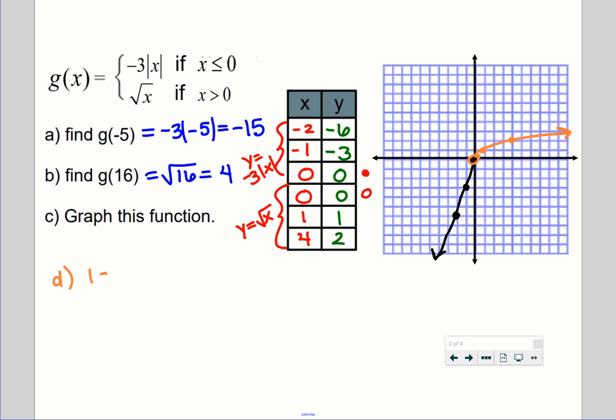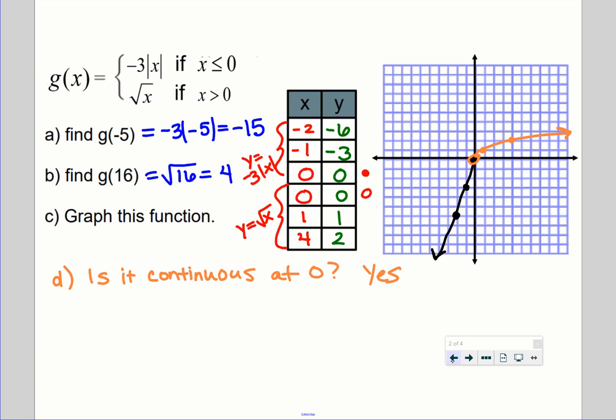Now your paper has an extra question at the bottom. It says, is it continuous, or something to this manner, at 0? That means, is there a break in the graph at 0? There's not a break in the graph at 0, so we would say that yes, this is continuous. If you can trace the whole piecewise function without picking up your pencil, you have a continuous graph.